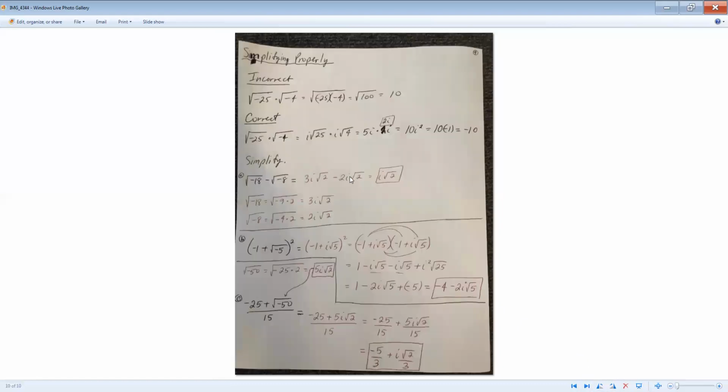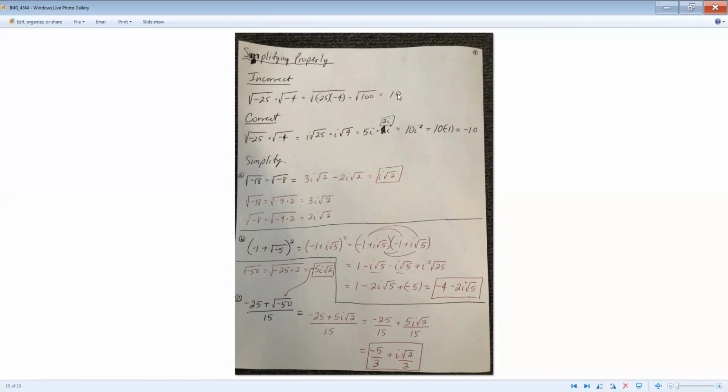All right, last few examples. Simplifying properly. You want to make sure you're okay with simplifying these radicals. The incorrect way of doing this, if we have the square root of -25 times the square root of -4, normally we would just multiply what's under the radicals together and simplify as much as we can to get our answer. But whenever we're dealing with negatives under our radicals, we cannot do that.